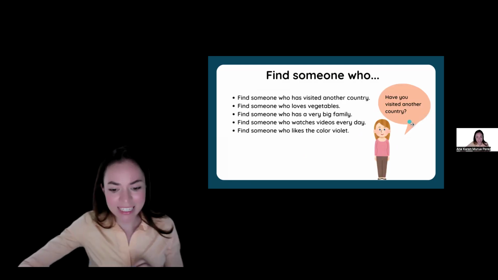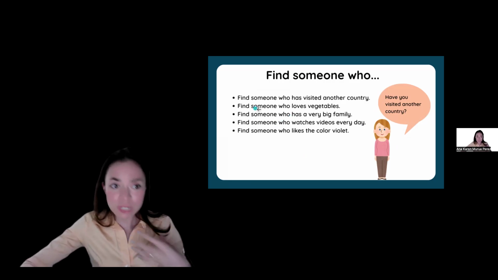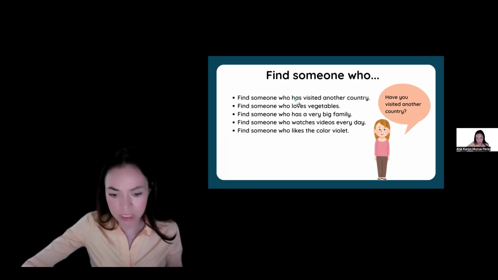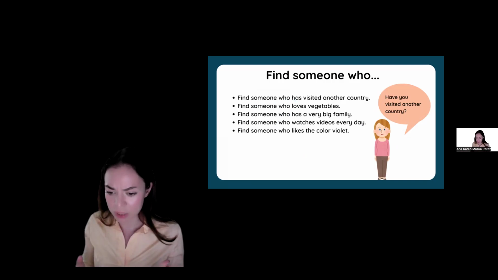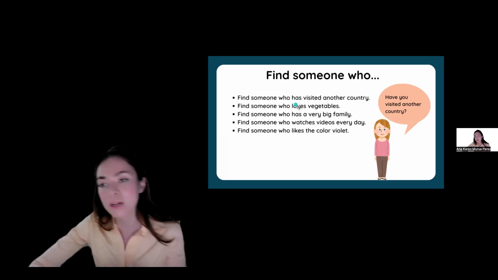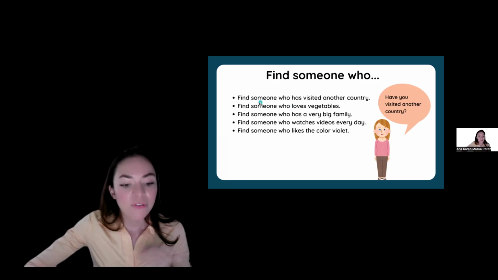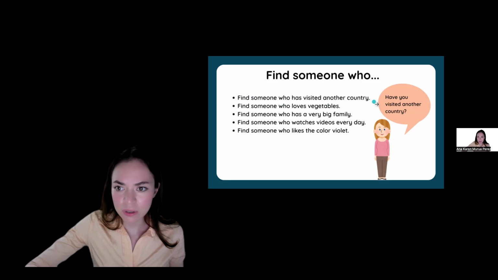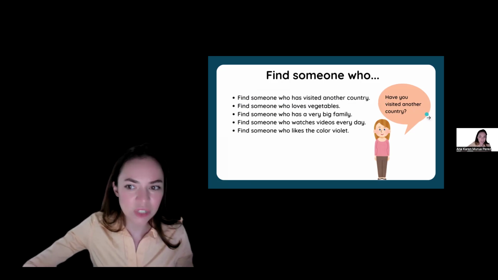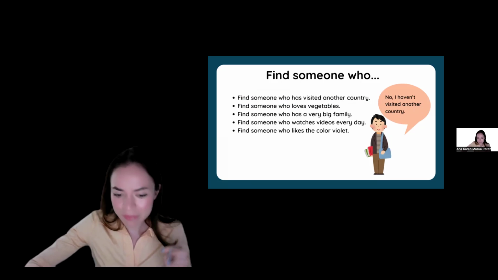So in this activity, the students would have to find someone and where students ask each other different questions in meaningful communication. The prompts here have been made to encourage organic and real use of the B and V sounds. For example, find someone who has visited another country. Have you visited another country? No, I haven't, or yes, I have.